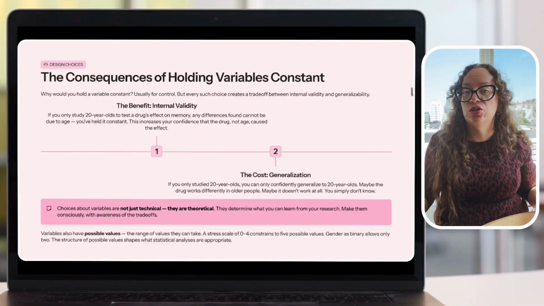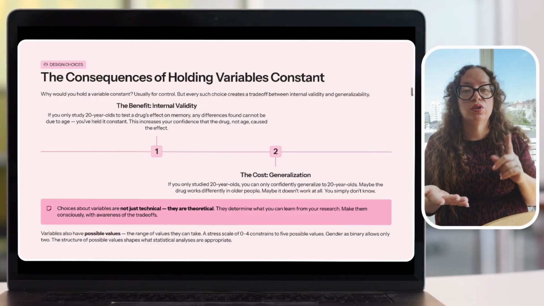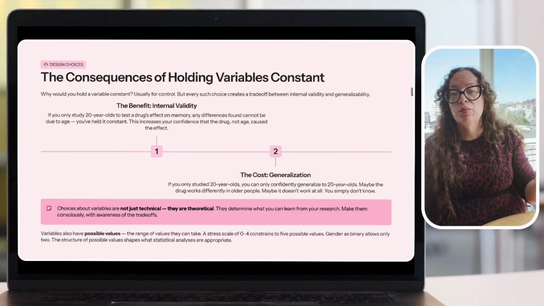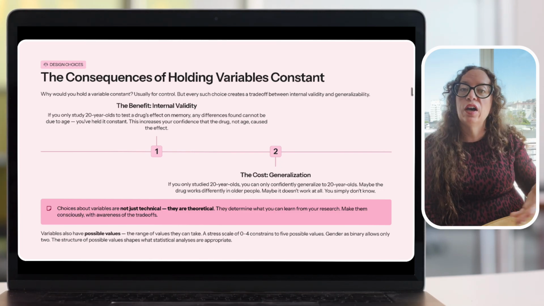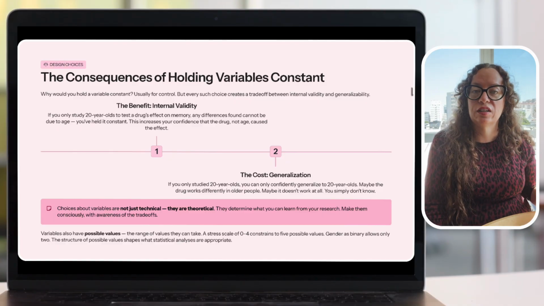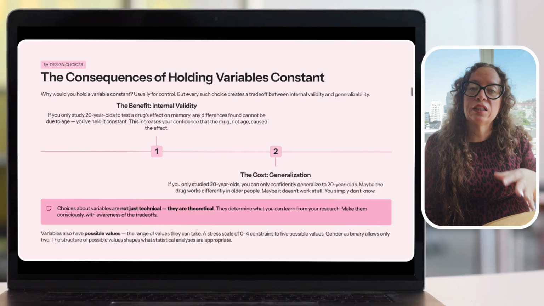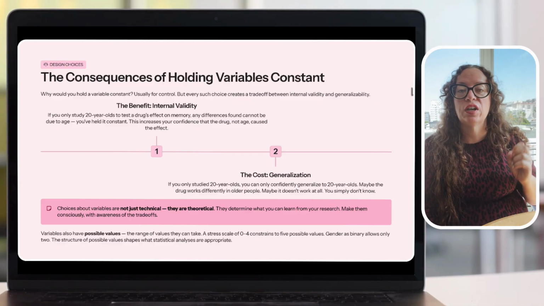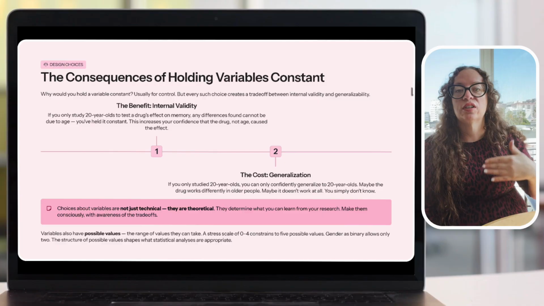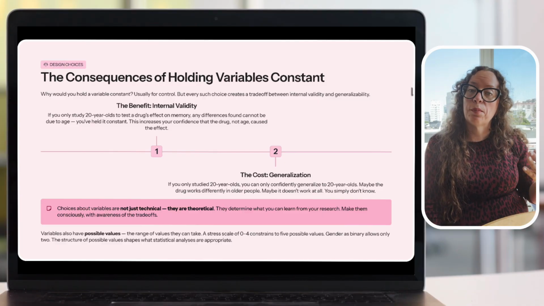Or think about religion. How many categories are you going to include? Christian, Jewish, Muslim, Hindu, Buddhist, atheist, anything else. The number of possible values depends on what you've defined as the variable. And this matters because the possible values shape what statistical analyses are appropriate. We'll come back to this when we talk about levels of measurement, but for now, just notice variables aren't just things that vary. They have a structure, a set of possible values, and that structure matters.